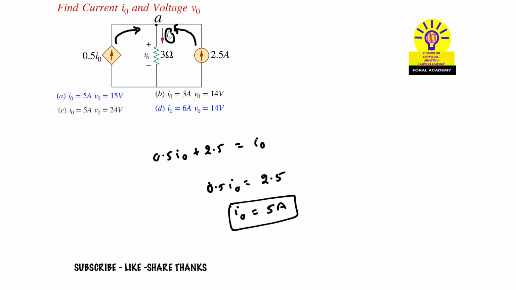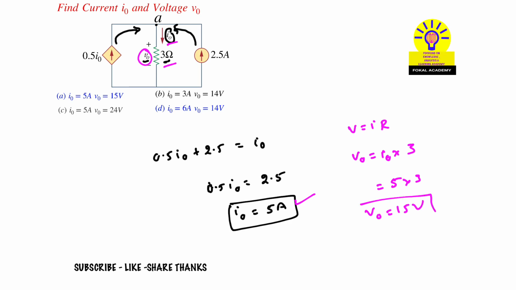Now we want the voltage V0 across the 3 ohm resistor. By applying Ohm's law, we know that V equals IR, so V0 equals the current passing, I0, times the resistor of 3 ohms. I0 is 5 amperes, so 5 times 3 gives V0 equal to 15 volts. So the current I0 is 5 amperes and the voltage is 15 volts. From the options, this is the correct option.